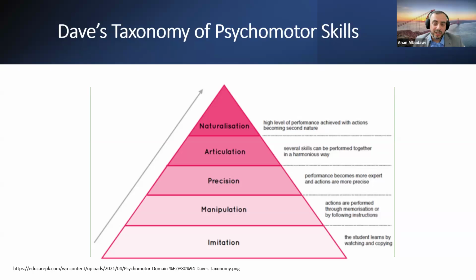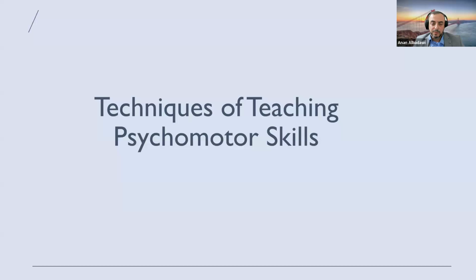Articulation refers to the learner who can perform multiple skills together, maybe during a simulation or during a complex scenario. Naturalization is the ability of the learner to perform the skills without having that much cognitive load, so that he or she can free himself or herself to find another aspect of the patient care. This is the concept of Dave's taxonomy.